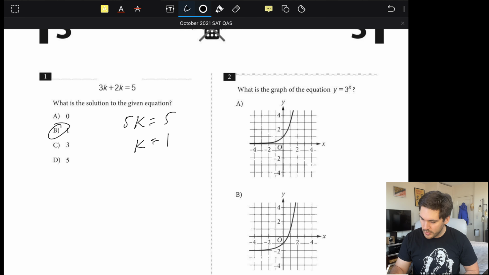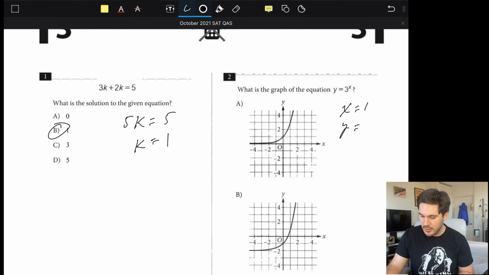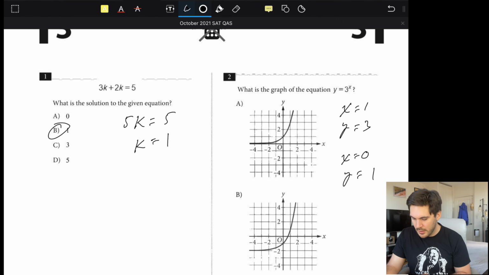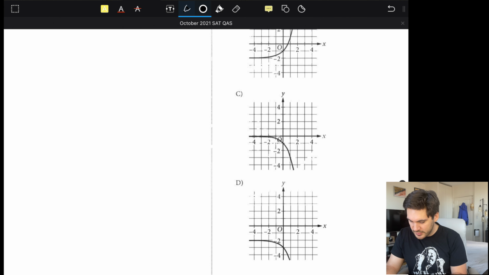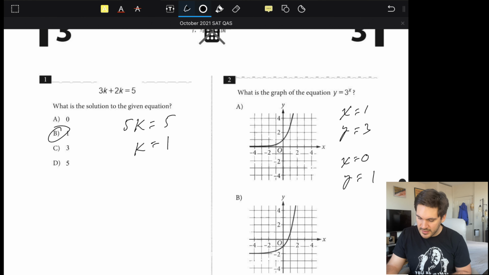Okay, number 2. What is the graph of the equation y equals 3 to the x power? Easiest way to match an equation like this to the graph is just use some points. So when x equals 1, we know that y is going to be equal to 3. And also when x equals 0, y is going to be equal to 1. I really should have started with x equals 0, y equals 1 first, but I just forgot. So when x equals 0, y equals 1, looks like only one answer choice is going to work. That is answer choice A. So kaboom, it is A.